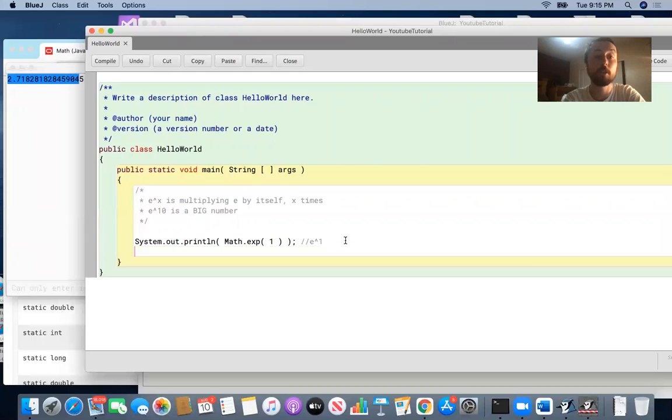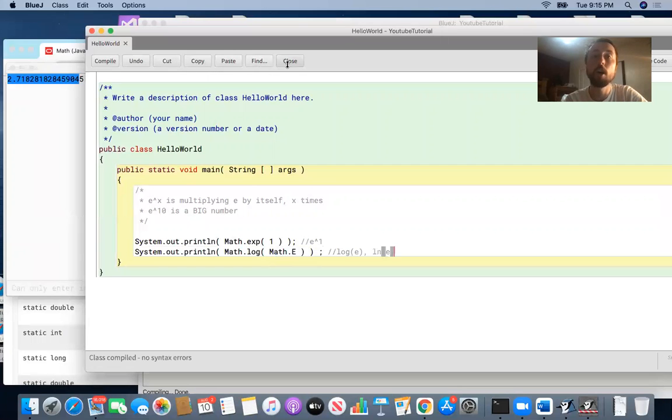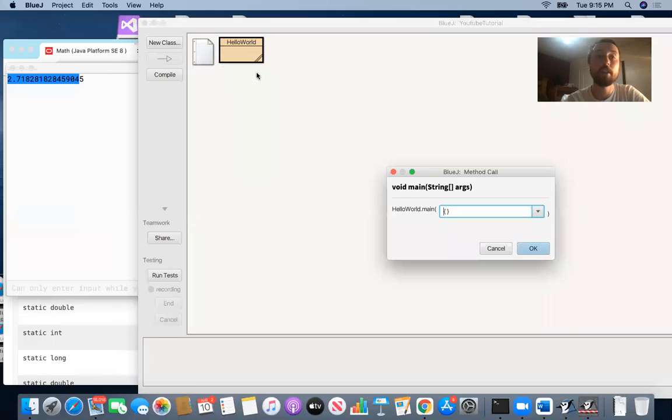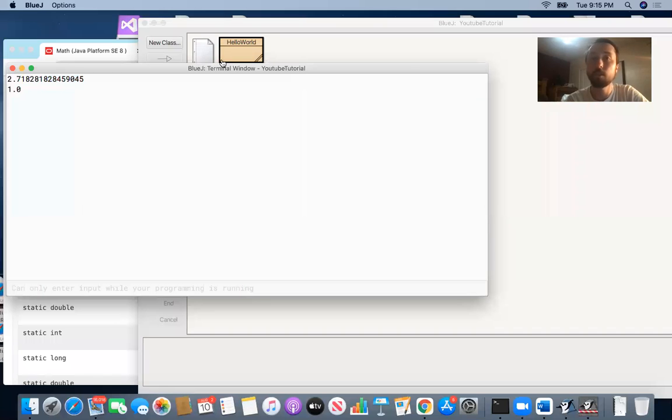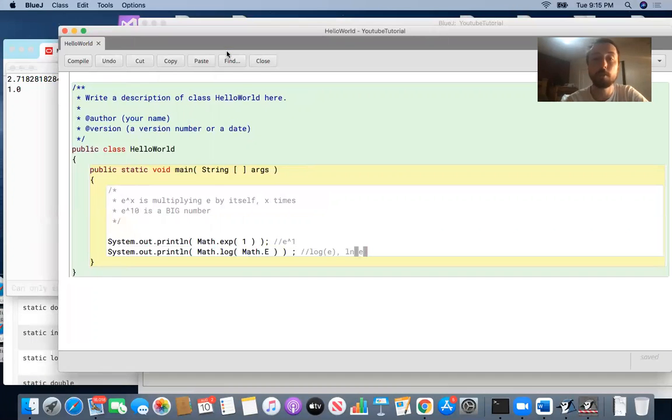So now we should go in the opposite direction. What if we said System.out.println of Math.log of Math.e, right? So we know that we have this constant that the Math class stores. This is the value of e, and the natural logarithm of e should be 1. So this is like doing log of e, or ln of e. Okay, so now we're going to compile, and then we can run it, and we're going to get 1.0. So those are the inverse functions, and you should be familiar with how those work mathematically.